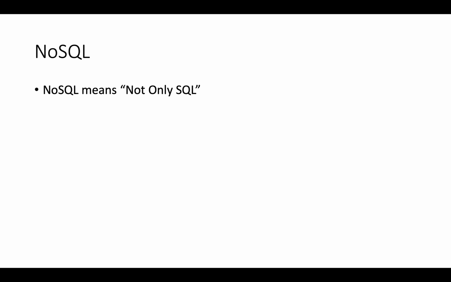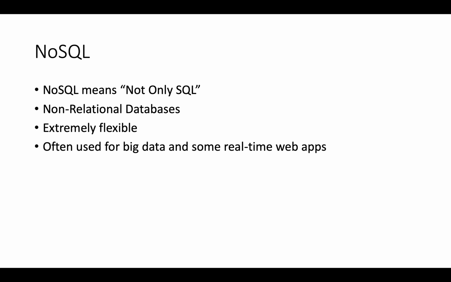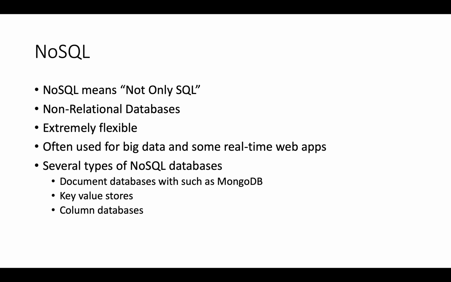NoSQL databases are significantly different. NoSQL means not only SQL. They're also called non-relational databases. They are extremely flexible. And they're often used for big data and some real-time web applications. Facebook and Google are said to use them. There are several types of NoSQL databases, but primarily I'm going to talk about MongoDB in particular.